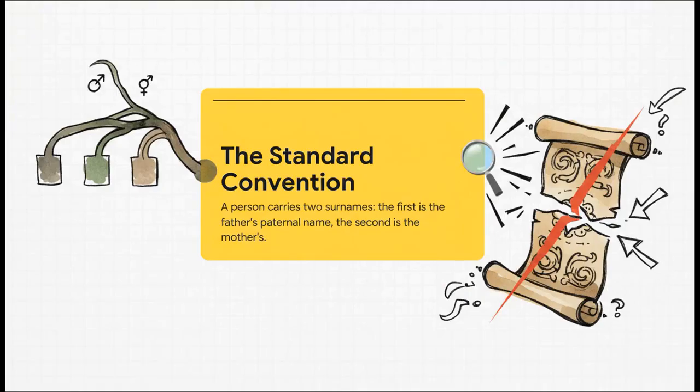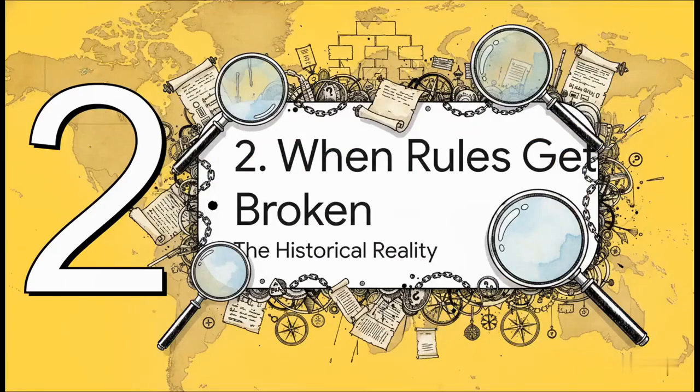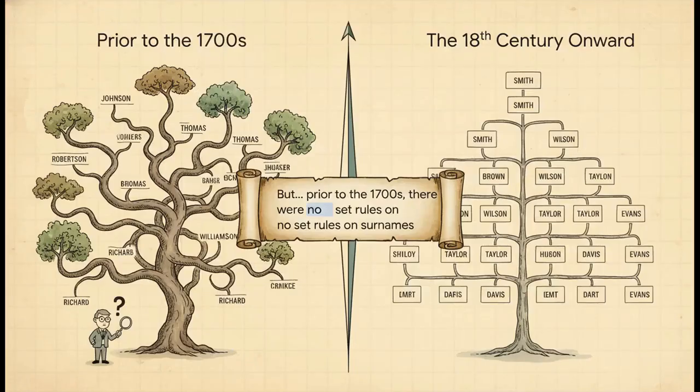It sounds pretty simple, doesn't it? The standard way it's supposed to work is you get two last names. Your first surname comes from your father's side, and the second one comes from your mother's side. That's the textbook definition. But, as you're about to see, real life is way messier. And this is where it gets really interesting. Let's dive into how this all played out in the real world, because this is where the detective work really starts.